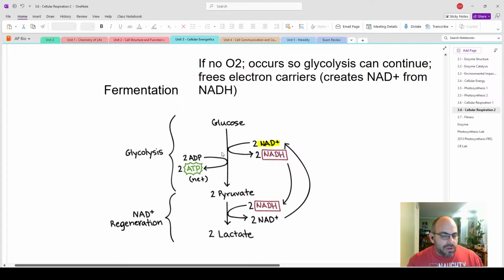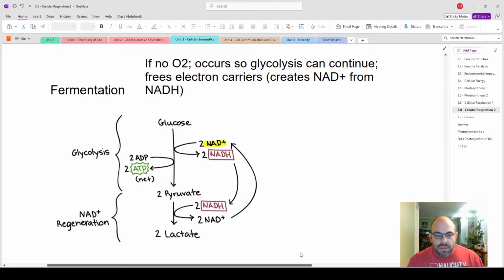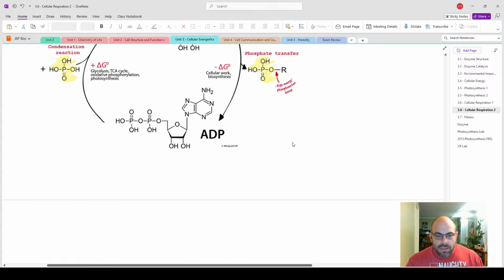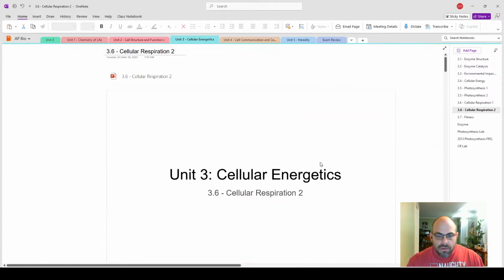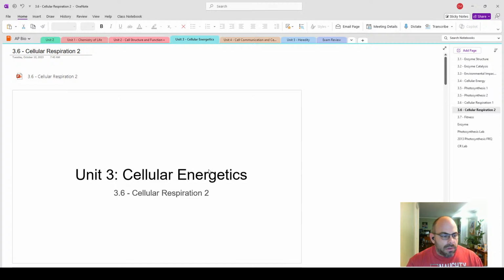Different kinds of organisms do different kinds of fermentation. Obviously, plants don't need to do fermentation because, well, they make their own oxygen. But we do that. This is actually animal fermentation here. Bacteria and yeast do alcohol fermentation, which produces CO2 and ethanol. We didn't really talk about the differences. AP doesn't talk about the differences. Those are the big ideas here for fermentation. And that is all of photosynthesis and cellular respiration in a very quick blip.